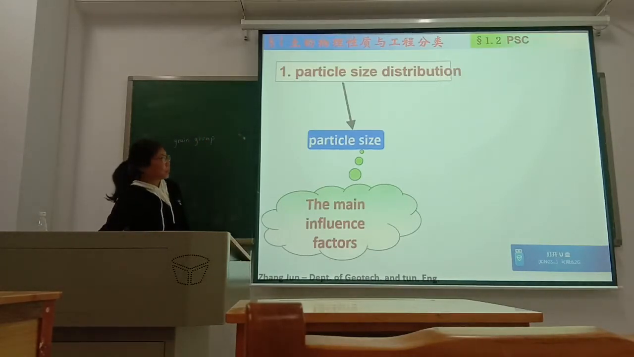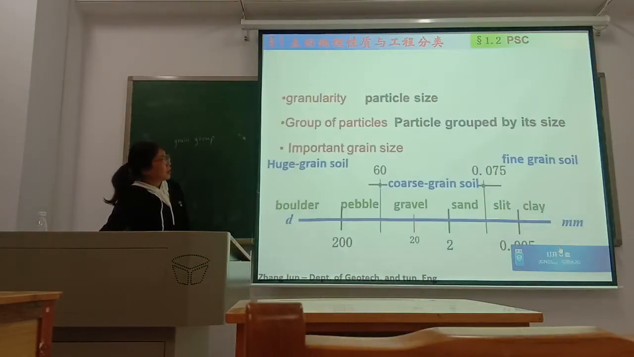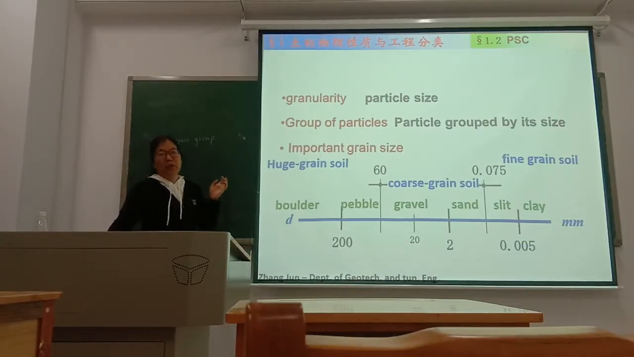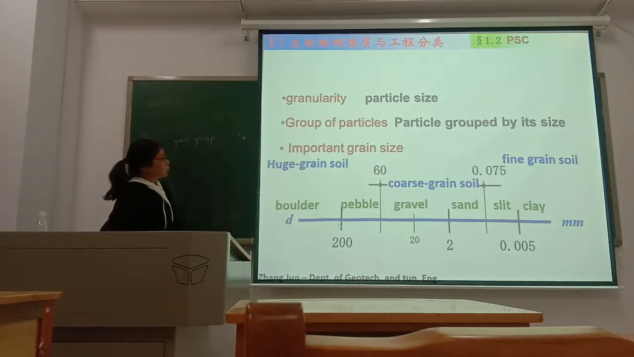What green group? Particle grouped by its size. But this green group relates to the properties of the soil. Here we classify the particles which have similar shape or similar size and properties. So the green group is like this: the fine grain soil, coarse grain soil, or high grain soil.